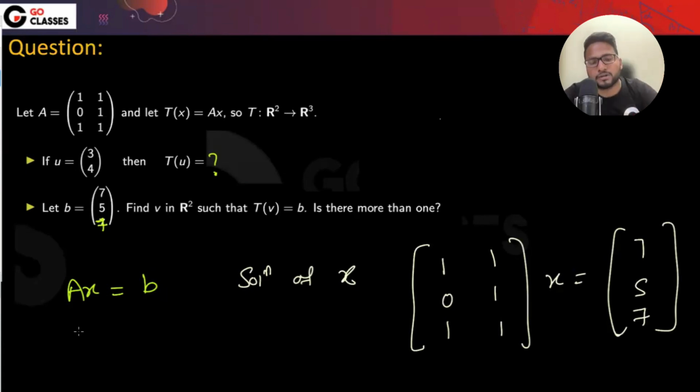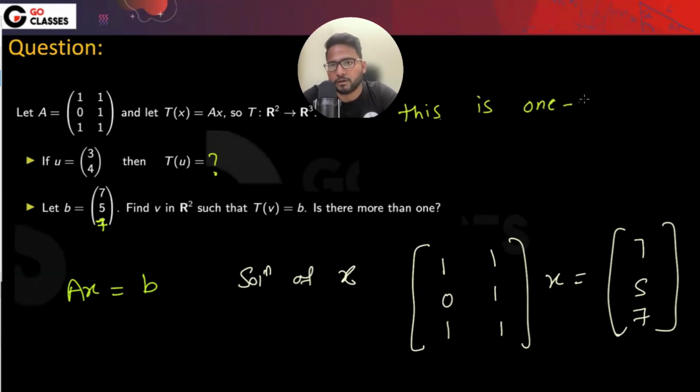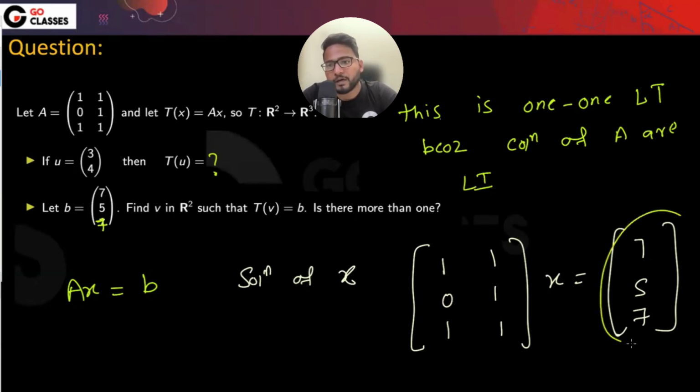Okay. So tell me, is this one linear transformation? Yes, this will be one linear transformation, a one to one linear transformation. Why? Because the columns of A are linearly independent, right? That is why for every B, either there is no solution or there is at most one solution. But in this case, you can solve this equation.